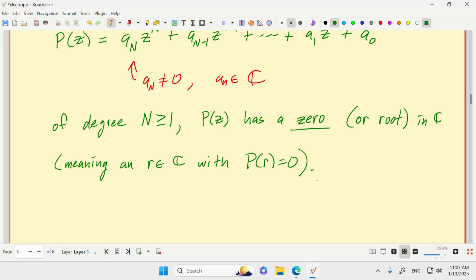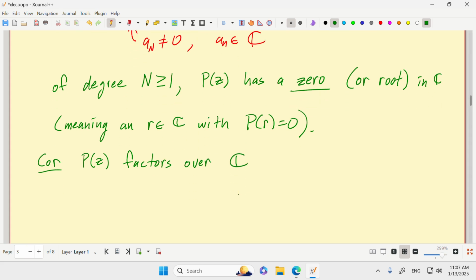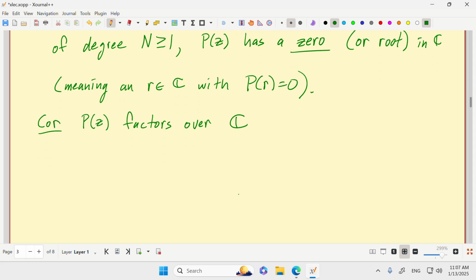But a corollary of this, when you learn the Euclidean algorithm in high school, is that you can factor polynomials. So P of z factors over C. That's exciting. Even if it was a real polynomial, you could factor it over C and maybe understand more about it. Factoring over C means if you find a root, then you learn from the Euclidean algorithm that you could factor out that root.